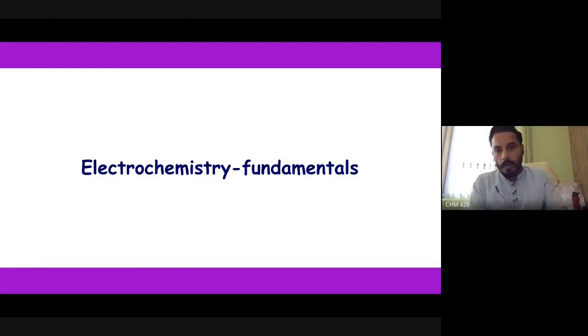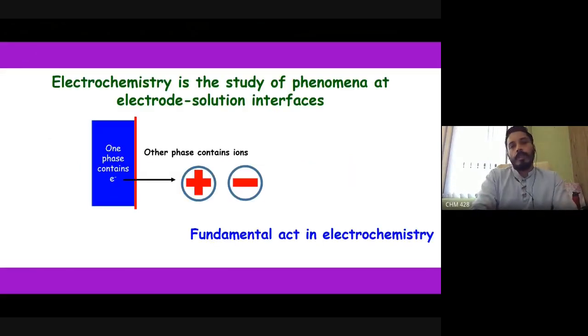Okay, let us start. So we'll start with electrochemistry fundamentals because these fundamentals are responsible for the operation of your batteries, fuel cells, supercapacitors, heat harvesting devices, etc. And if you take electrochemistry, electrochemistry is the study of the phenomena at the electrode-electrolyte interface.